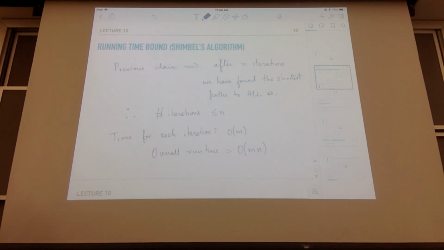Alright, so the one thing I would like to say about this algorithm is, I say a couple of things. Firstly, it's called the Bellman-Ford algorithm, and it's also sometimes called Shimbel's algorithm.